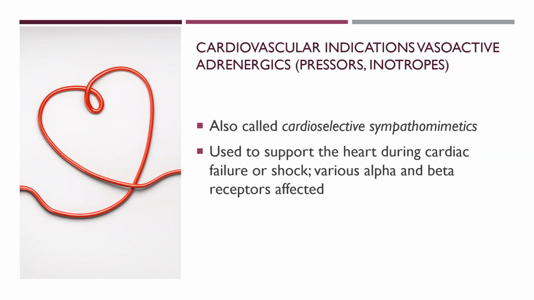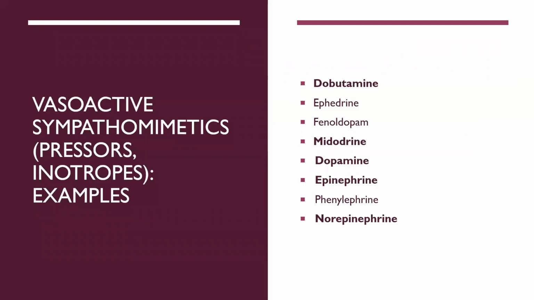Okay, so we're getting into what I call your ICU intensive care medications, because these are our pressors, our inotropes. They're also called our cardioselective sympathomimetics, and they're used to support the heart during cardiac failure or shock, and they have various alpha and beta receptors affected. If you think about this, these are when things are going south and we want to jumpstart the heart, or we want to pull up the blood pressure. There's quite a few of them: dopamine, midodrine, dobutamine, epinephrine, norepinephrine.